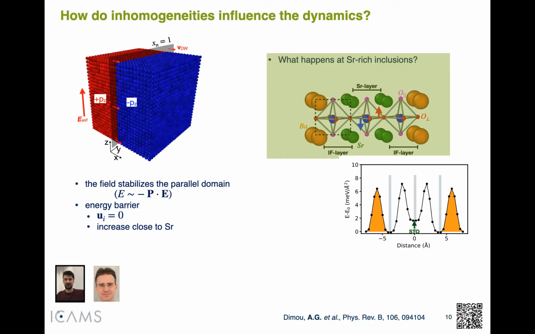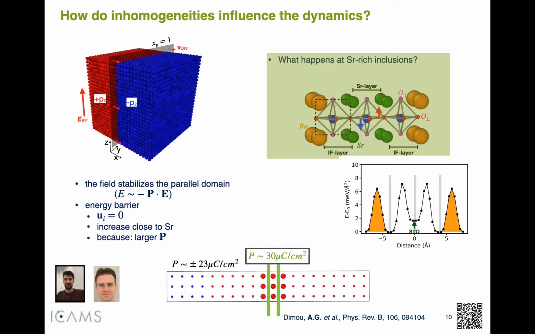Okay, one may expect that and say, oh yeah, strontium is ferroelectric, so it should pin somehow the domain wall. But this is actually not what is happening here, because we have only very small inclusions in the system. The strontium layers here are actually strained to the lattice constant of the barium titanate. So they're even more ferroelectric, so larger polarization there. And this results in this larger energy barrier.